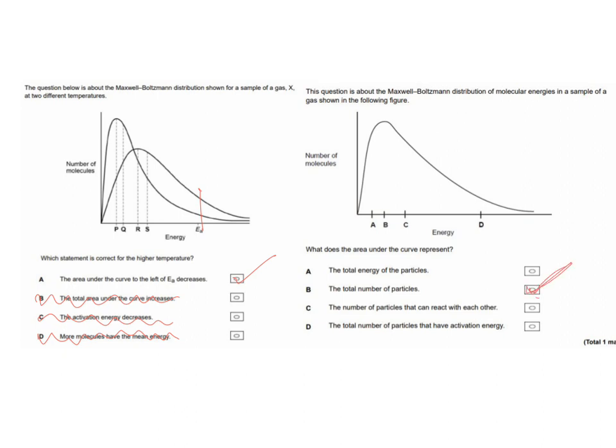Lots of people make the mistake of going for this first answer. It's like they're trying to catch people out with that one. They know that people make that mistake, so it's really important that you remember that that is not the correct answer. The total area doesn't tell us the total number of particles that can react to each other. Remember, to react to each other, they have to have more energy than the activation energy, so that would just be the area to the right of the activation energy. The total number of particles that have the activation energy is the area to the right of the activation energy, not the whole graph. So that is all of those questions answered.